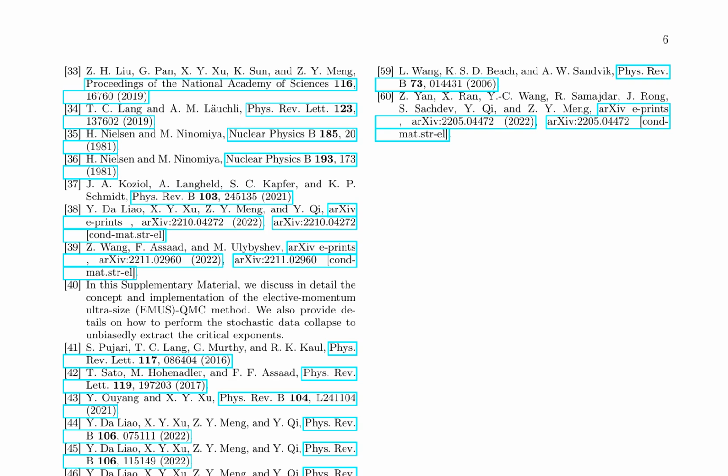Key equations and concepts include critical exponents ν and η, which characterize the GNY transition, and the effective-momentum ultrasize, EMUS, quantum Monte Carlo, QMC, method, which combines momentum space QMC with the ultrasize scaling analysis. Stochastic data collapse is a technique used to extract critical exponents unbiasedly from simulation data. Notable findings include consistency of critical exponents with conformal bootstrap and epsilon-expansion results, robustness of critical exponents with increasing system size, and efficiency of the EMUS QMC method compared to previous simulations.